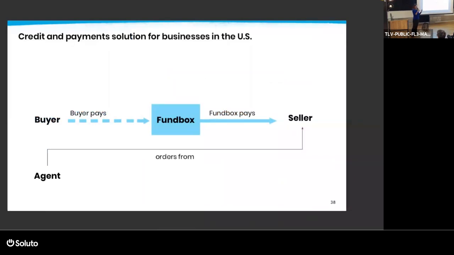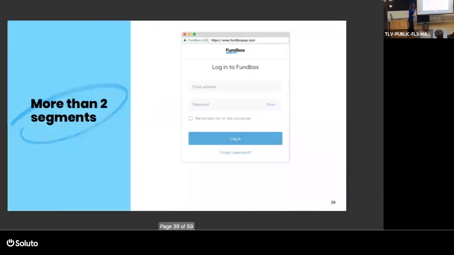Now, the main pain that comes up here is that the agent can't log in to the buyer's Fundbox account. So it's like someone calling up to make a purchase on your behalf, but they don't have your credit card. So how are they supposed to pay for it?